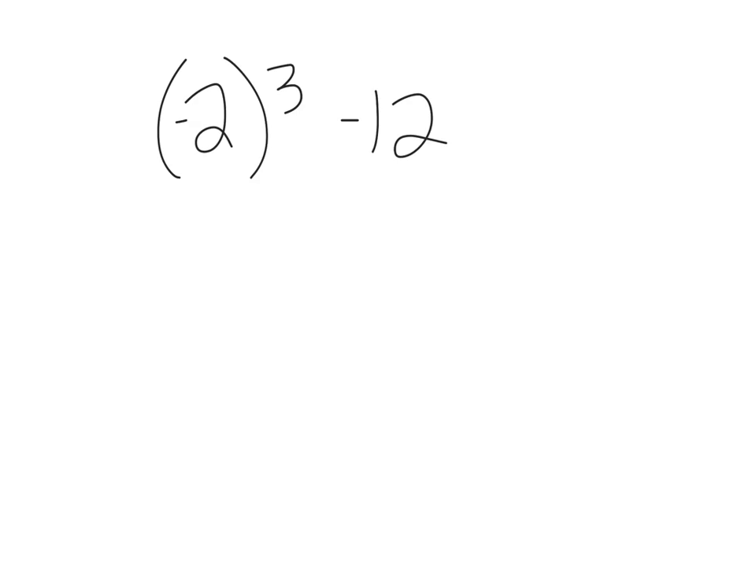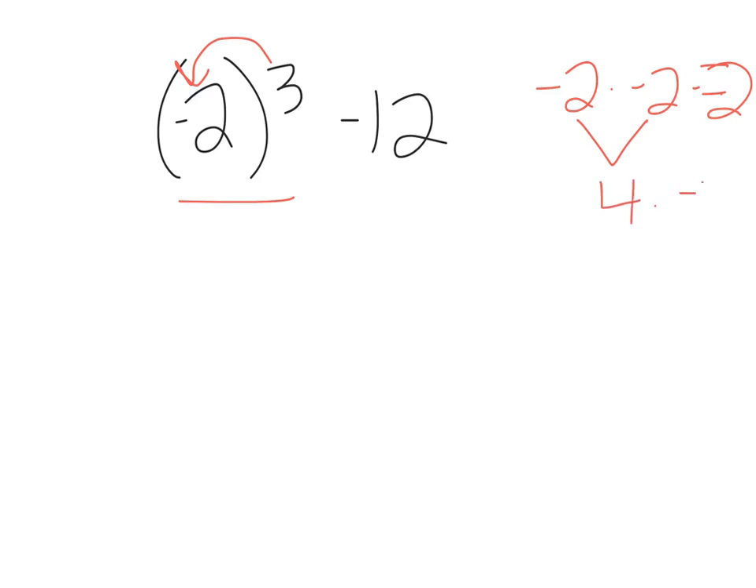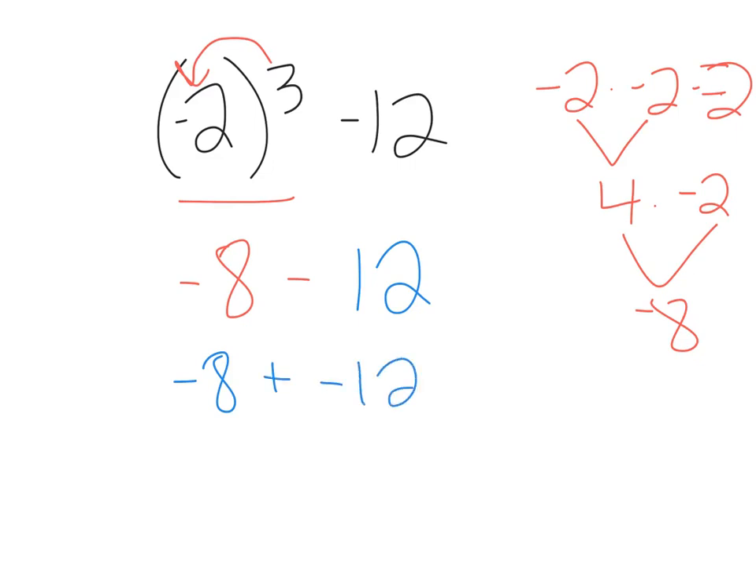So this next one has an exponent in it. Remember from our exponent lesson, we're going to start with our exponents. And remember, when it's kissing the -2, we're going to do -2 times -2 times -2. -2 times -2 is +4, times -2 gives us -8. So here we have -8 minus 12. So then we're going to do -8 plus -12. We're going to keep change. Same signs, add and keep. So we end up with -20 as our answer.